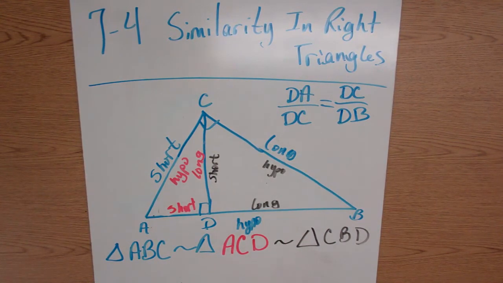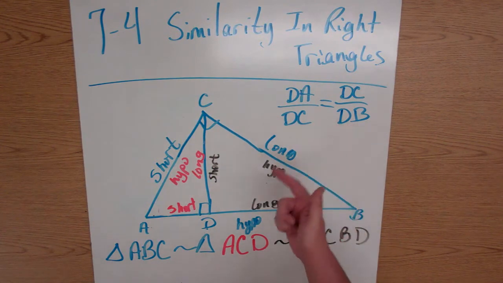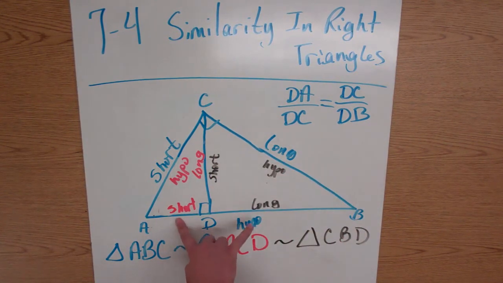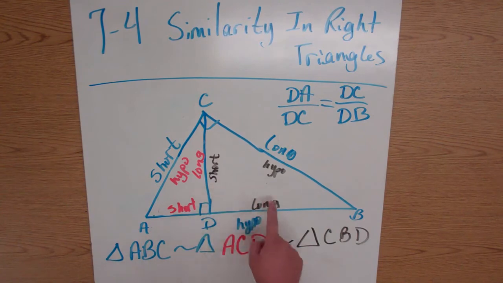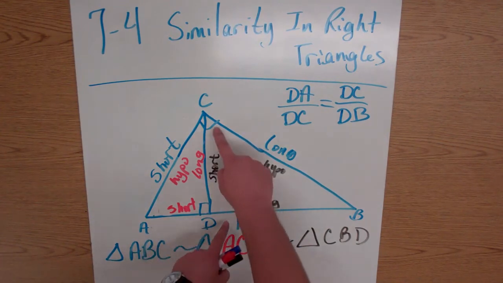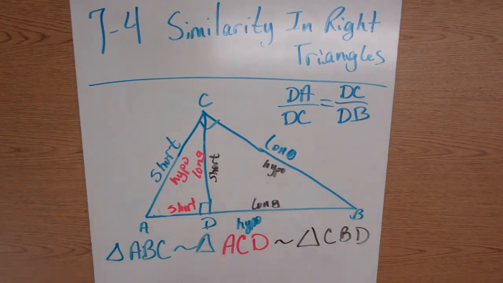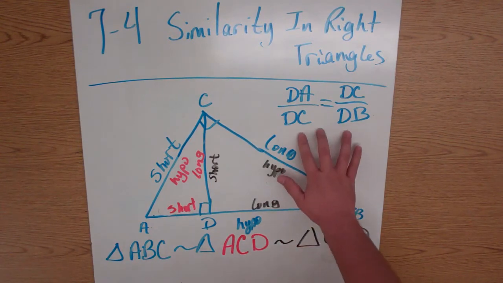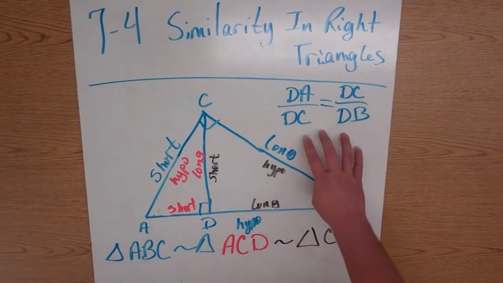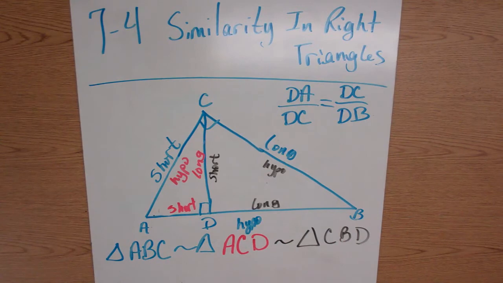So, say we had AD and CD, but we're missing DB. We could use this formula right here to find the length of DB. And then from there we could find the rest of the information in the triangle. So it's just proportions. That's all it is, just proportions.